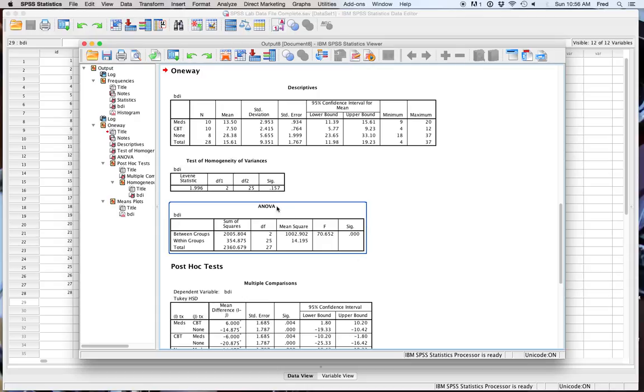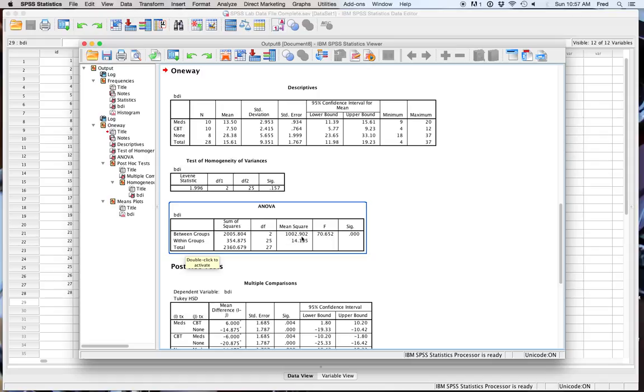Next table is the actual ANOVA, and this is the ANOVA summary table, much like what you've been doing in your homework. Here we have the source of variability: between groups, within groups, and total. Here are the sums of squares, which is the sum of the squared deviations of scores within each estimate of error. So we have the between group sum of squares and the within group sum of squares. Here are the degrees of freedom for those 2 sources of variance. Here's the mean square and the F. Remember, F is just mean square between divided by mean square within.